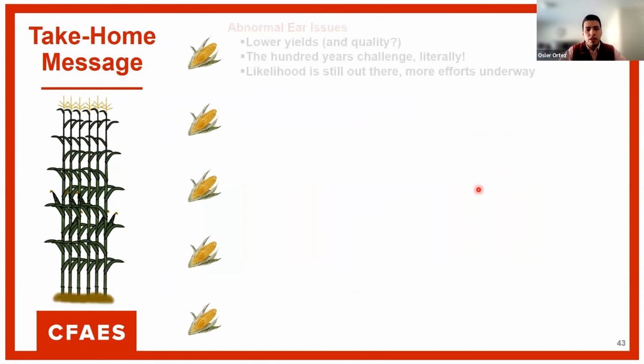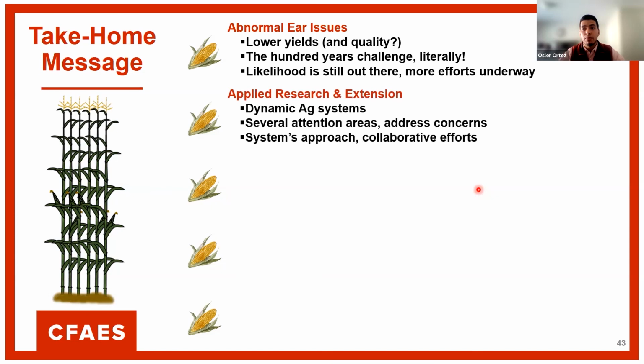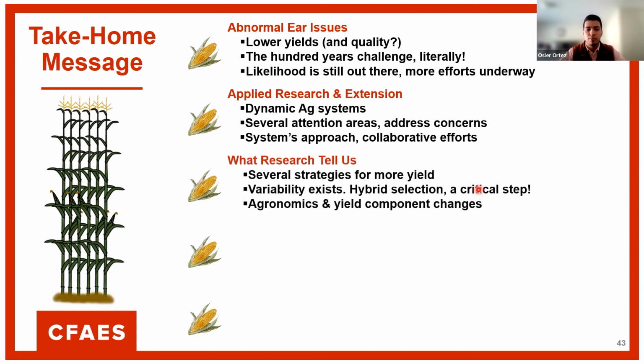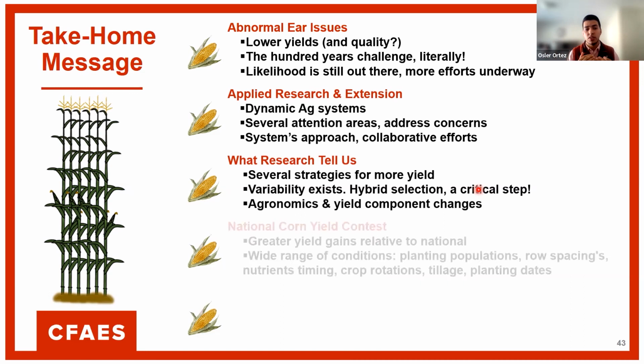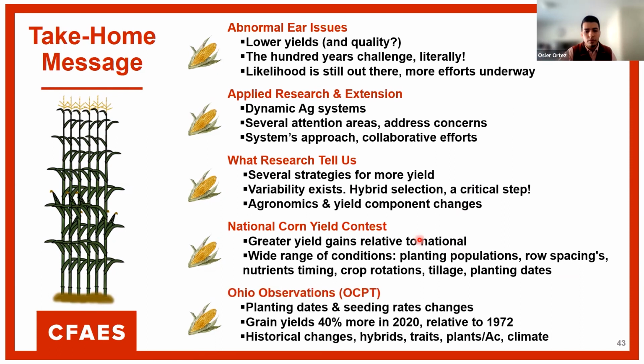So the take home for today is that abnormal ears and lower yields have been a concern for the last several years. Applied research and extension can help us to solve some of those agronomic concerns. Collaborative efforts are a must. Research tells us many things, so we need to really fine tune what works best for my particular condition, my particular farming system. The National Corn Yield Contest indicates that there are many strategies that can be implemented to shoot for very high yields. And from the Ohio observations, we just need to be open, active and proactive in terms of adopting new practices that can help us to maximize efficiencies in our farming system.